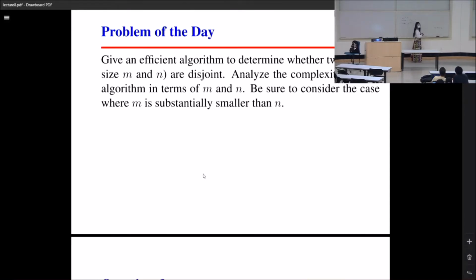O of M. Huh? O of M. Oh, why is it O of M? Because you're only checking the elements in A. But if you only check the elements in A, how do you compare it with the elements in B? Yeah, so you want to know if there's an element in A that also exists in B. If the element exists, then the two sets are not disjoint.